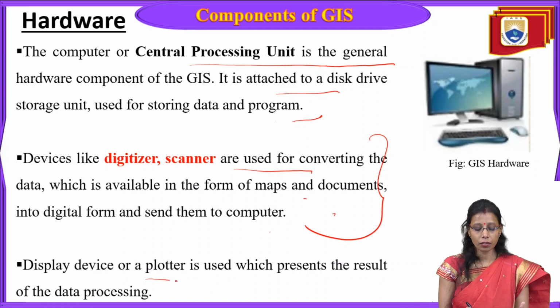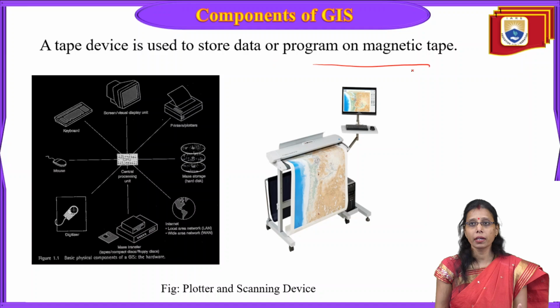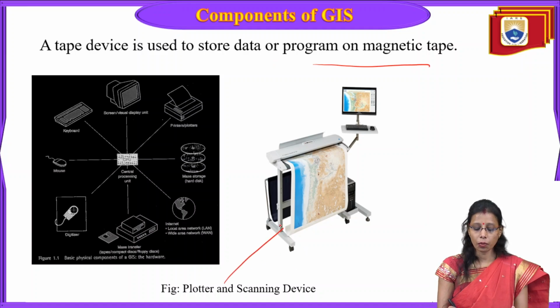So a display device or a plotter is used, which presents the result of the data processing. Now a tape device is used to store the data for the program, as magnetic tape. So when I was talking about the plotter, this is how the plotter looks, and these are the different magnetic tapes or devices where we can store the data. This is the plotter or scanner where you can scan a big size map, like an A0 size map. That should be connected to the computer system.